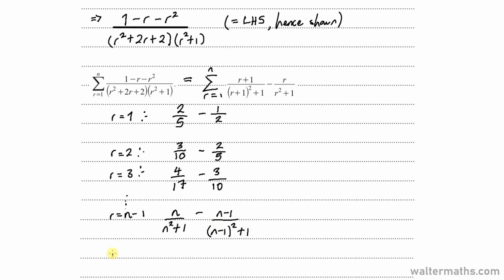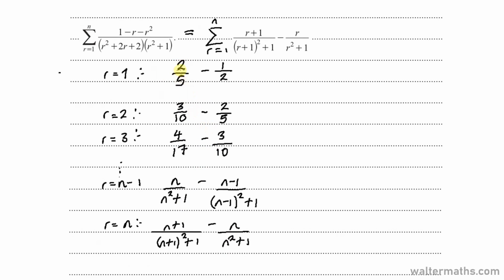Then when r is equal to n, what do we get? We are going to get n plus 1 over n plus 1 squared plus 1, and that's minus n over n squared plus 1. So I think you can see that if we're going to add these terms, we are going to have some of them eliminate.